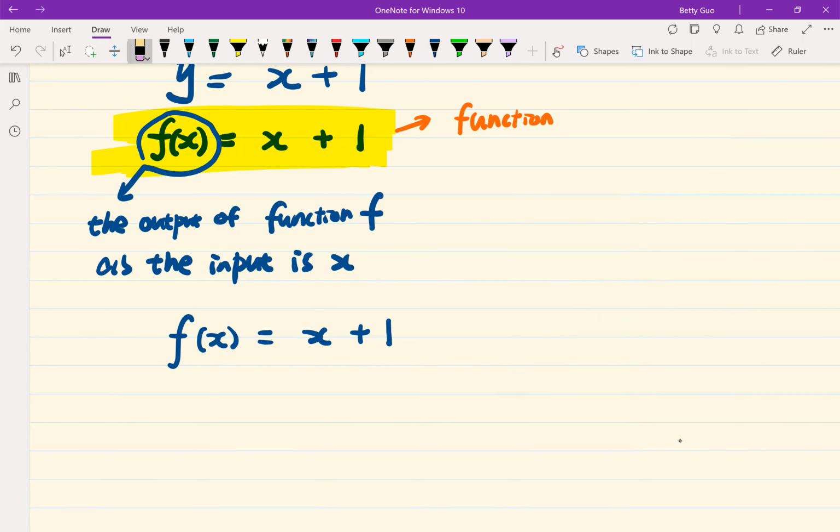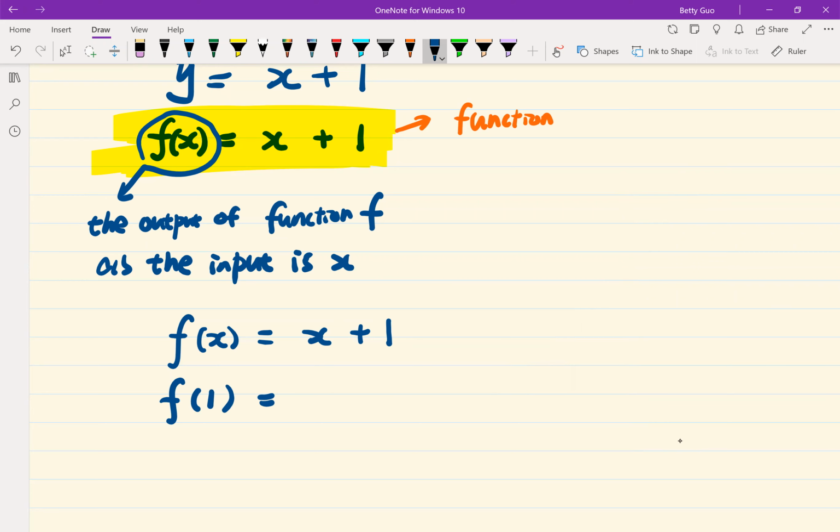Okay. So what if I need you to find f of 1? How do you understand the notation f of 1? And how do you evaluate f of 1? Firstly, we need to understand what is f of 1.